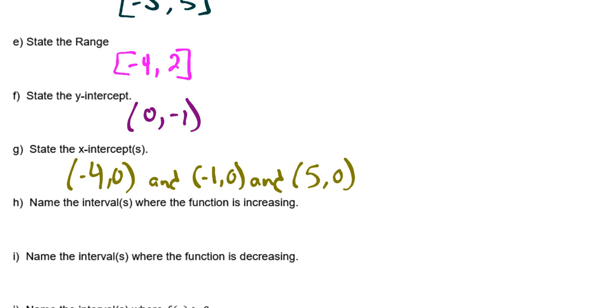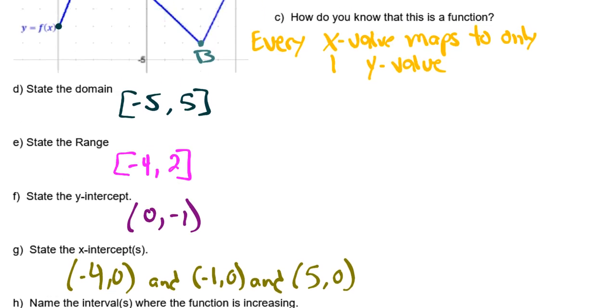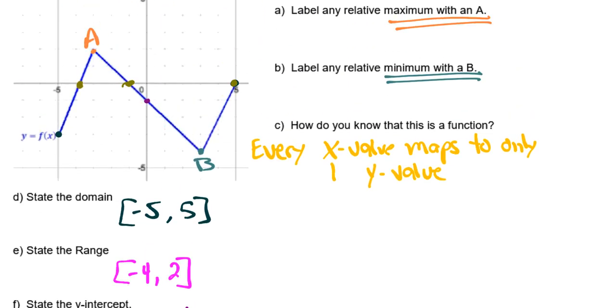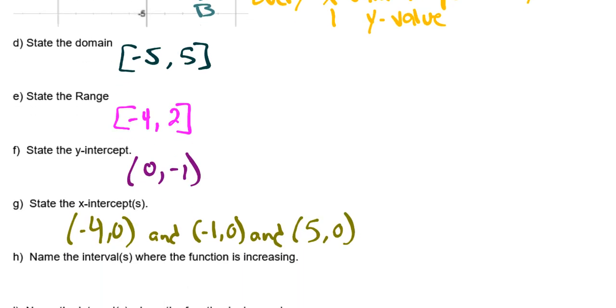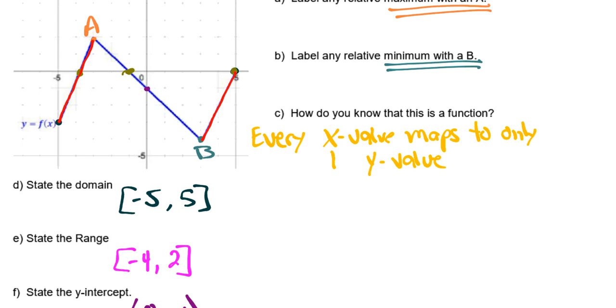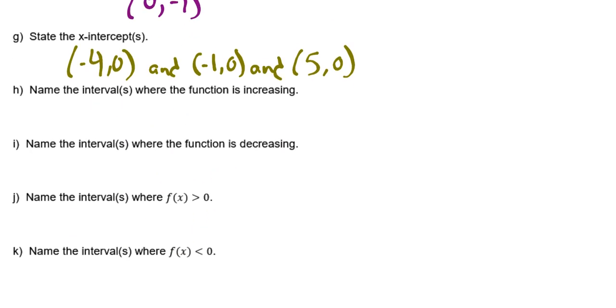All right, increasing and decreasing. So we are increasing when our graph is going up the page from left to right. So we have two zones where this is increasing. We use the x values to describe where that is happening. So from an x value of -5 to an x value of -3 is the first zone where it is increasing.